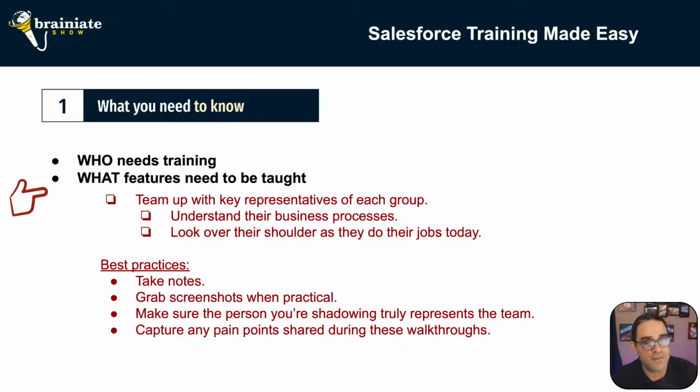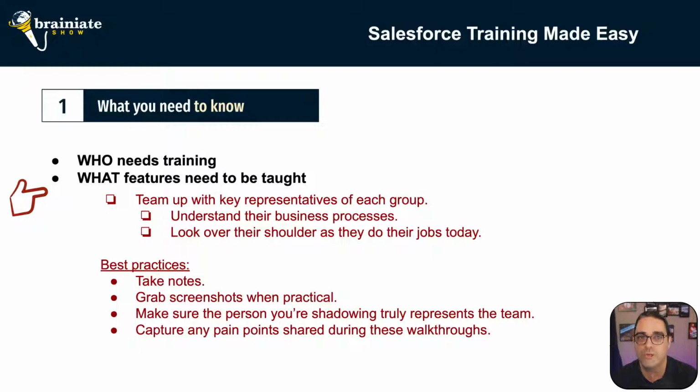You need to make sure that the person you're talking to truly does represent the other members of their team. It's not just that you're talking to Susan and Susan's the only one who does things this way. No, you need to make sure that Susan actually represents her team, whatever that team might be. And you also need to listen very carefully to any pain points, and identify any of the manual, clunky, time-consuming steps that they are doing in their process as they are giving you this walkthrough of how they do their jobs.